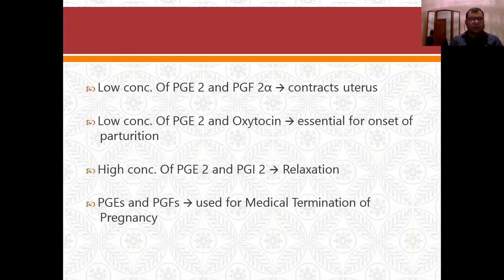Low concentration of prostaglandin E2 and prostaglandin F2A contracts the uterus. Low concentration of prostaglandin E2 and oxytocin are essential for onset of parturition. High concentration of prostaglandin E2 and prostaglandin I2 causes relaxation. Prostaglandin E2 and prostaglandin F2A are used for medical termination of pregnancy.